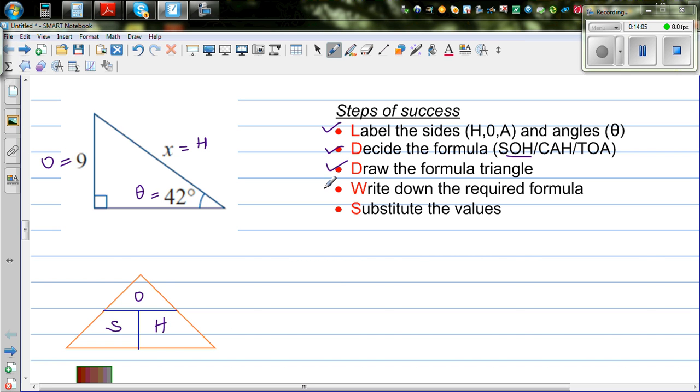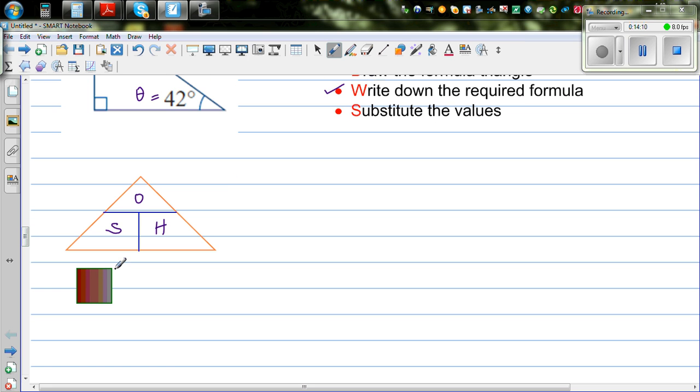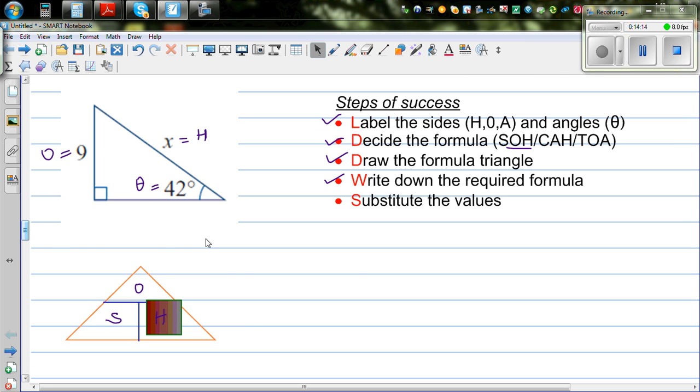Now write down the required formula. Now we want to find H, so I need to cover up H. Let me cover up H, and this is why I did this example, to show you it's not always multiplying. That's why it's very important. So when you cover up H, O and S are sitting one above the other. So O is sitting on top of S, so O comes first: O divided by S, and S stands for sine of the angle.